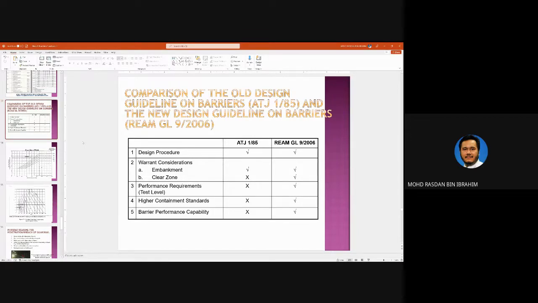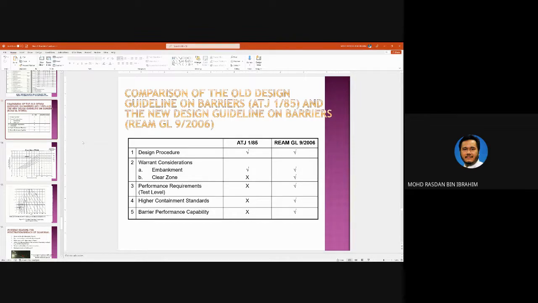Basically, people in RIM are JKR people, but the specifications have slight differences. RIMs normally are very stringent in their specifications, and some of the things not covered in ATJ is covered in RIM. So it's good for you. Normally, consultants will have both.